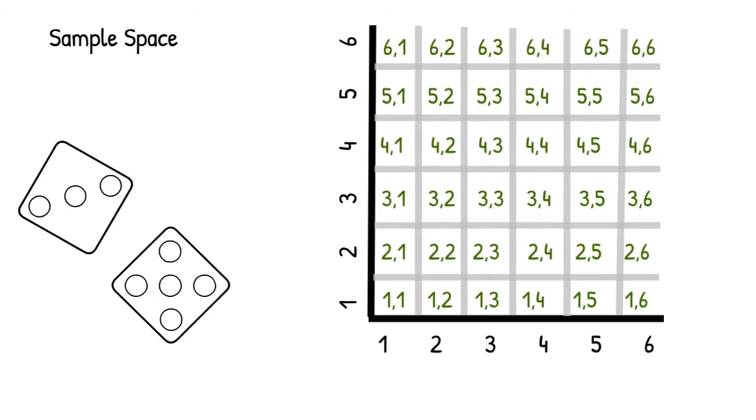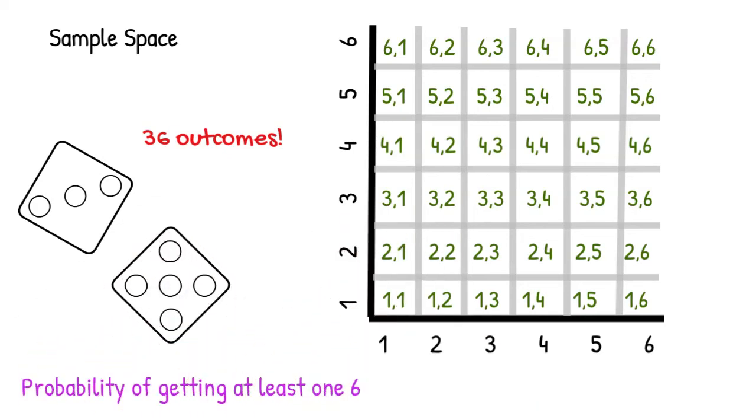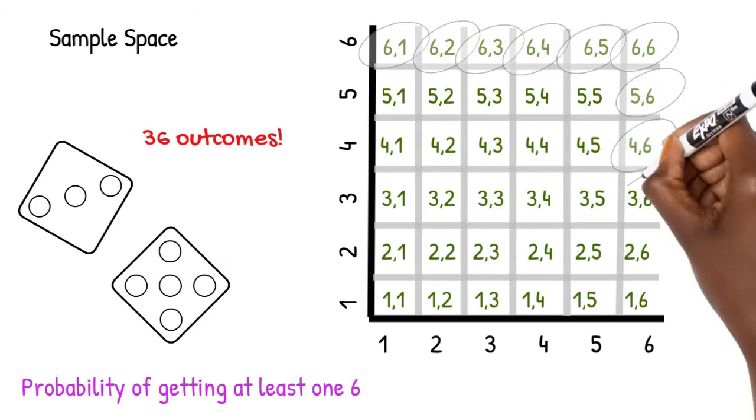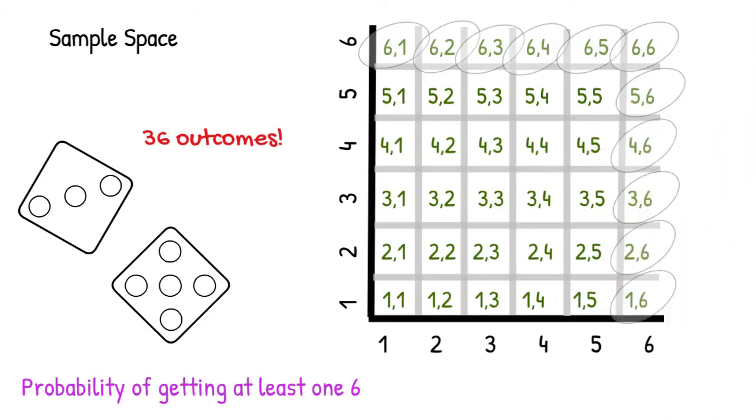Since there are 6 rows and 6 columns in this sample space, 6 times 6 tells us that there are 36 outcomes in all. Let's see how examining the sample space in this way can help with an example probability question. When we roll 2 dice, what is the probability of getting at least 1 6? We can go into our sample space and circle all outcomes that have at least 1 6. 1, 2, 3, 4, 5, 6, 7, 8, 9, 10, 11. 11 outcomes have at least 1 6. 11 out of 36, the total number of outcomes in our sample space.